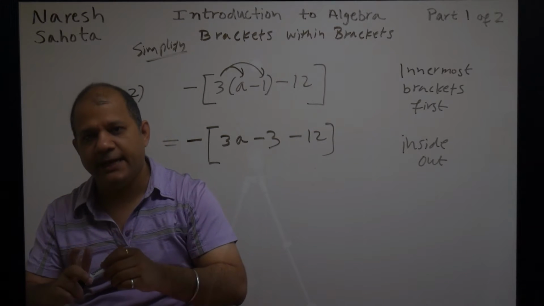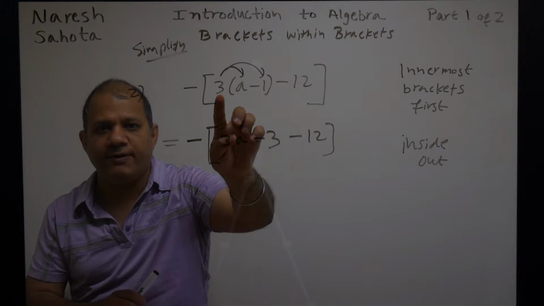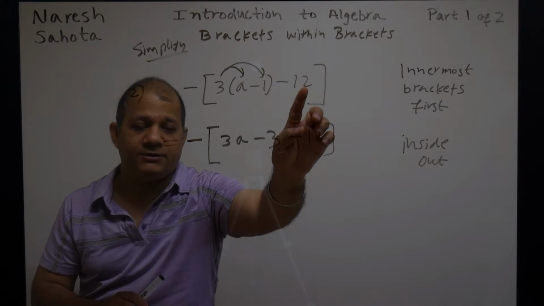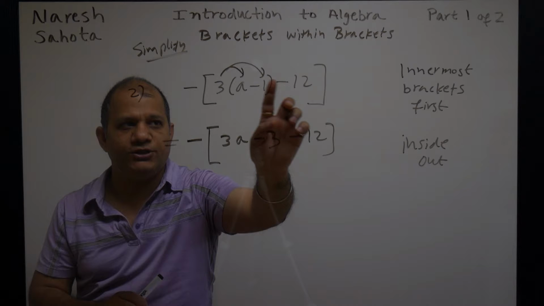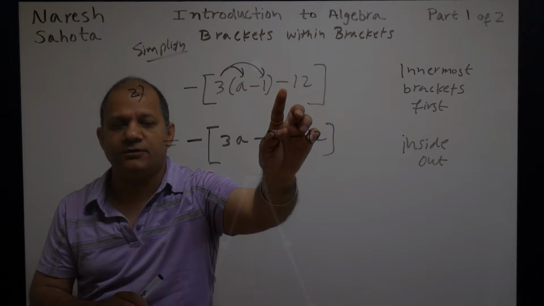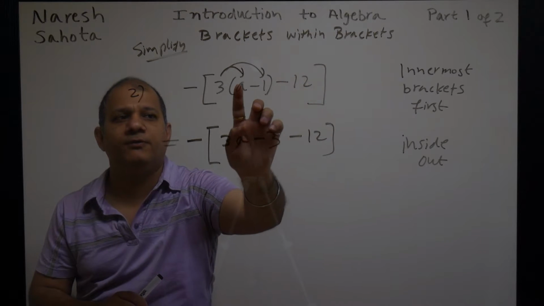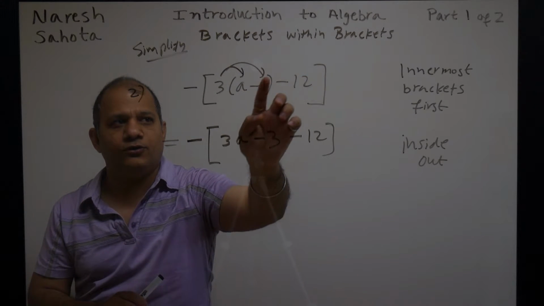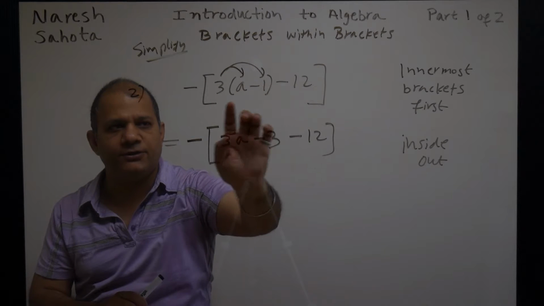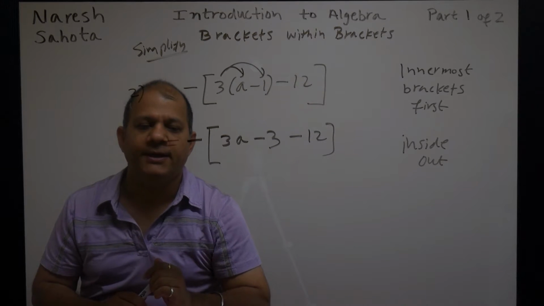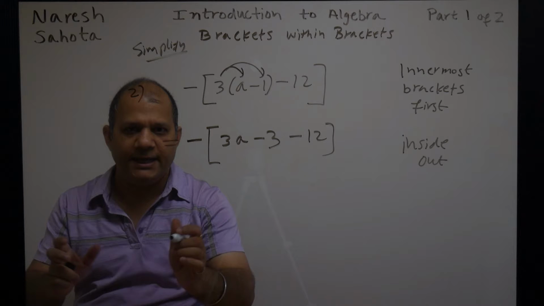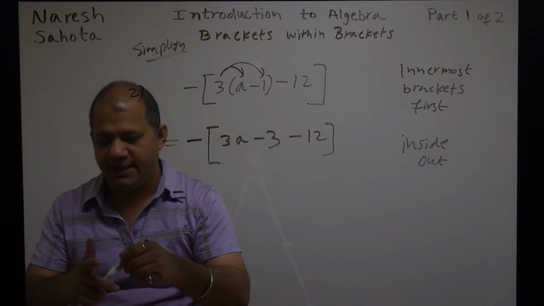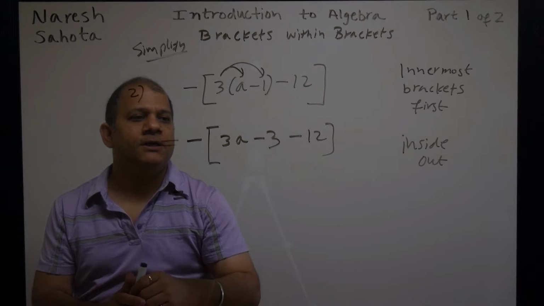I'll say it once again. The 3 is not being multiplied with this 12 here. The separation is the subtraction. So this is one term, and this is another term. To this term, there are 2 factors, the 3 and the a minus 1. I know I'm just saying it over and over, but it's good to make that distinction.